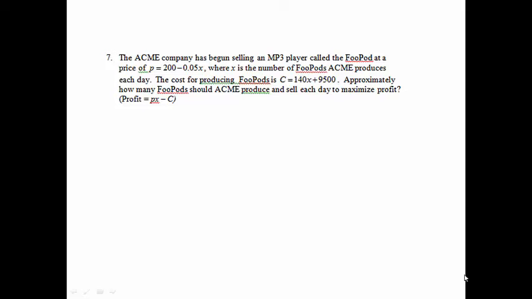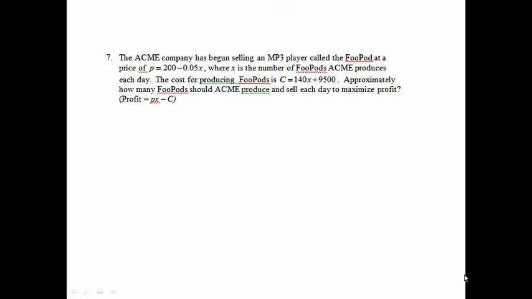Problem number 7. The Acme Company has begun selling an MP3 player called the FooPod at a price of P equals 200 minus 0.05x, where x is the number of FooPods Acme produces each day. The cost for producing FooPods is C equals 140x plus 9500. Approximately how many FooPods should Acme produce and sell each day to maximize profit?